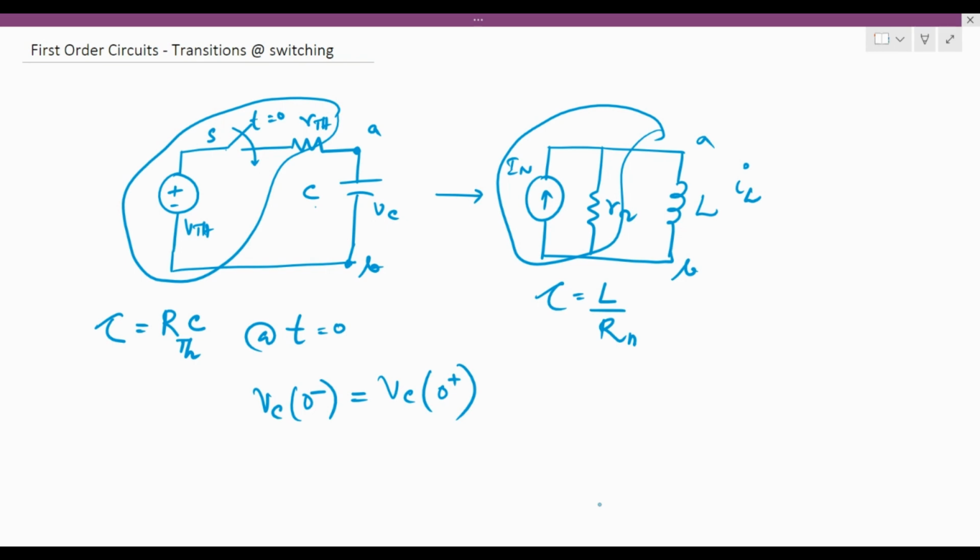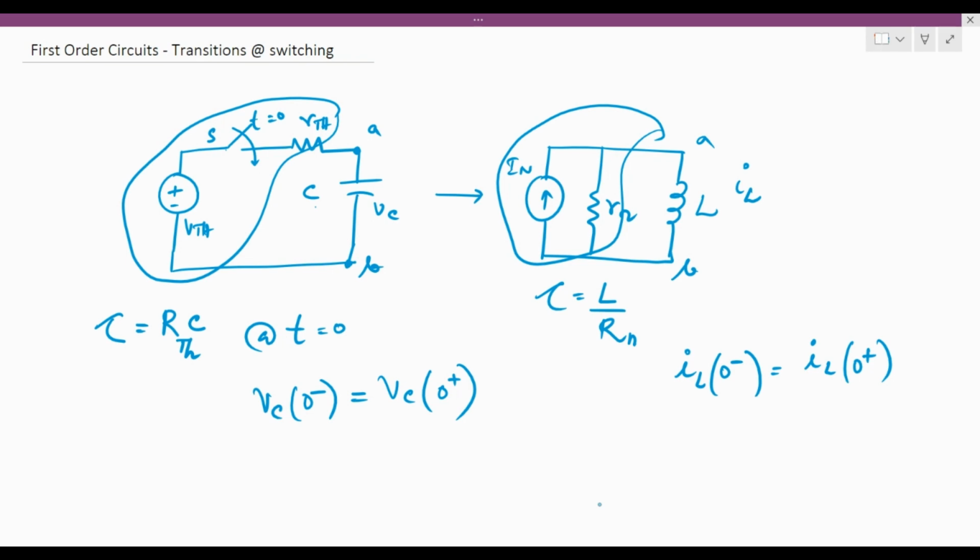This is in case of a capacitor. The same thing can be considered in case of an inductor, where we can say IL of 0 minus is going to be equal to IL of 0 plus. So this is the second thing which we need to keep in mind.